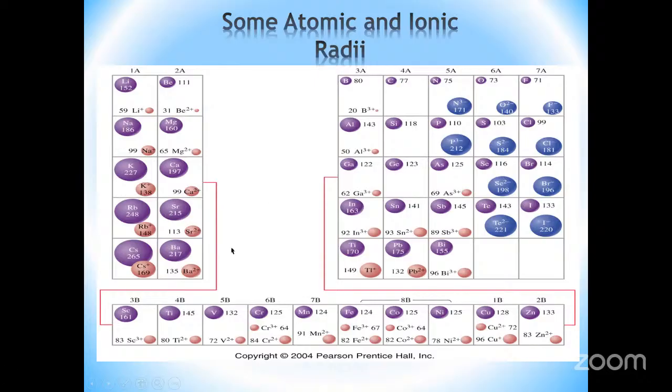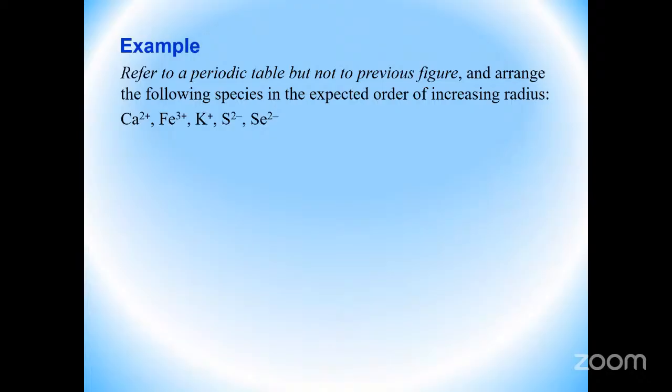So, let's see if you can answer this question. Now, what this question is asking for you to do is not cheat and look at the table that we just looked at. The only thing I'm going to use is a periodic table, right? And the question is asking for us to arrange these structures, species, in order of increasing radius. So you're going to start from the smallest to the largest, right?